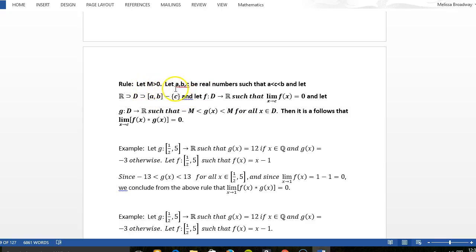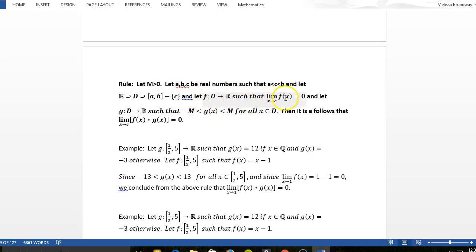M is positive. Now, c may or may not be in d, but that doesn't matter anyway, whether it is or whether it isn't. And even if it is, f may not even behave there, even if c is in d, which is the domain of f. Again, c is, of course, not in this rightmost guy by definition. This is the deleted closed interval. Okay, so, well, what's going on here?